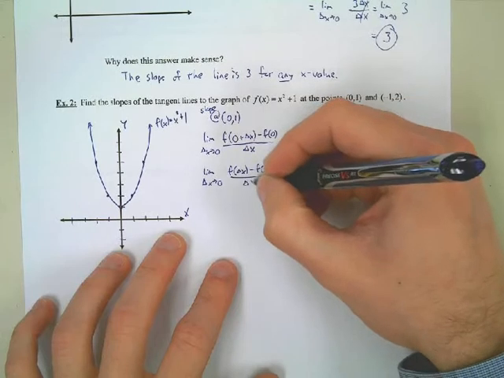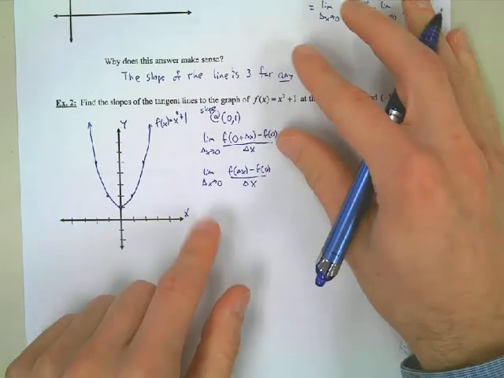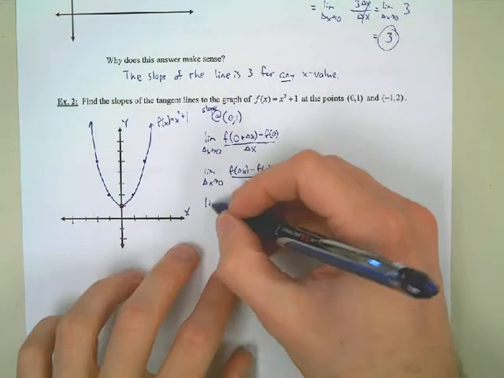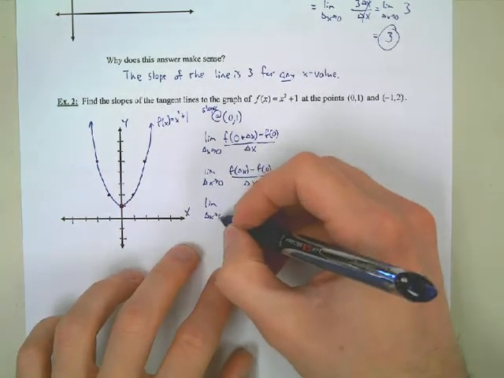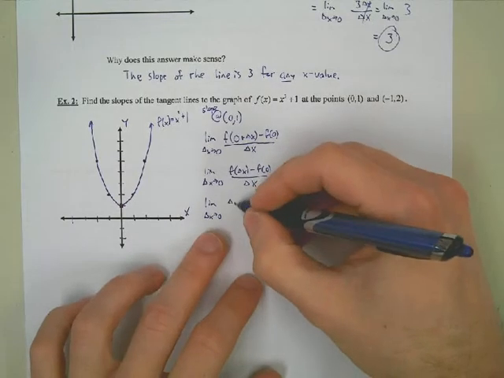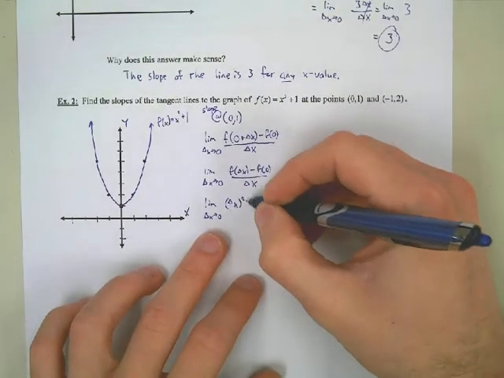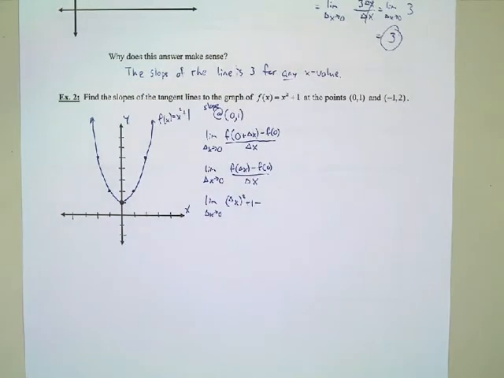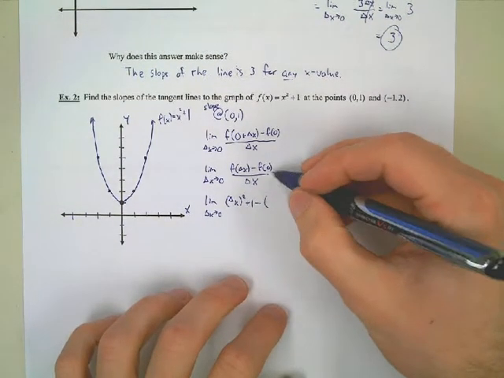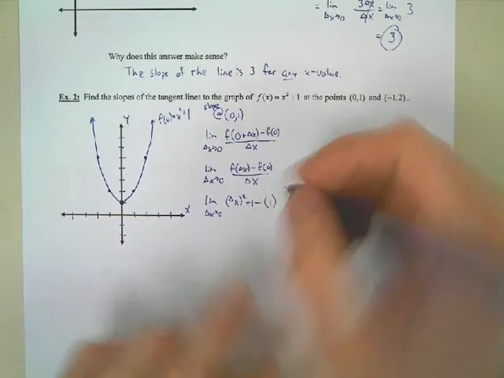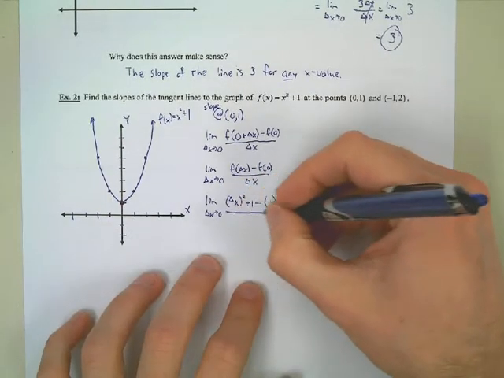So if f of x is x squared plus 1, then f of delta x is going to become what? Delta x squared plus 1, right? And then minus the quantity f of 0. Well, 0 squared is 0, plus 1 is 1, so it's just going to be minus the quantity 1 there, all over delta x.